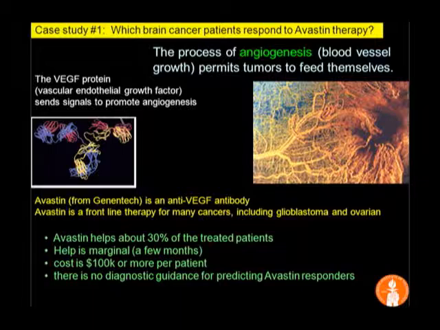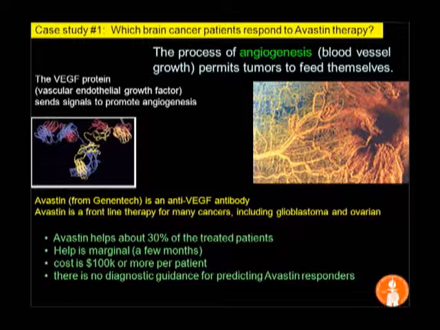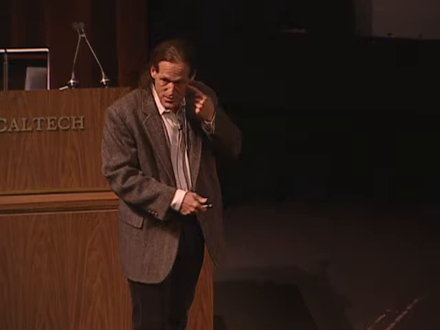VEGF, vascular endothelial growth factor, is a signaling protein in the tumor microenvironment. The vascular refers to blood vessels, and it sends signals to promote the growth of blood vessels. Avastin is simply an antibody that ties up the VEGF and stops it from working. Avastin is from Genentech. It's a frontline therapy for many cancers now, including glioblastoma and ovarian, and it's also used for an eye disease, for which it actually works really well.